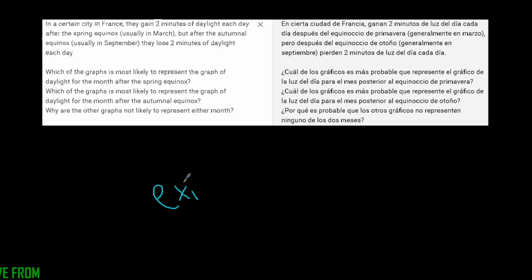Let me write this down too, this is the exit ticket, that way I can see the pictures. It asks which of the graphs is most likely to represent the graph of the daylight for the month after the autumn equinox. And lastly, why are the other graphs not likely to represent either month? Make sure you can read it for yourself.